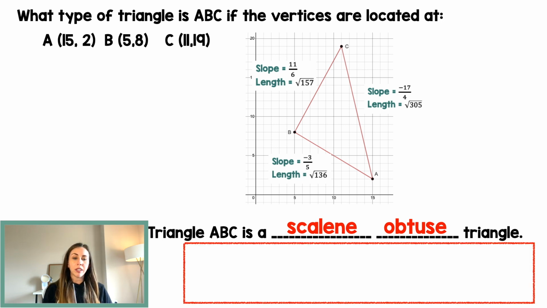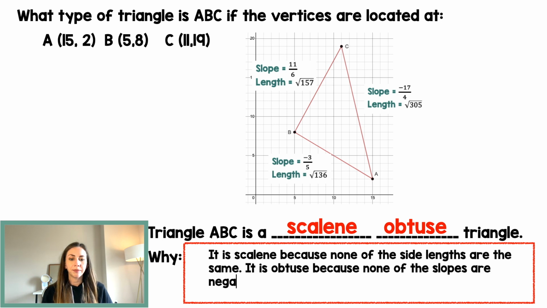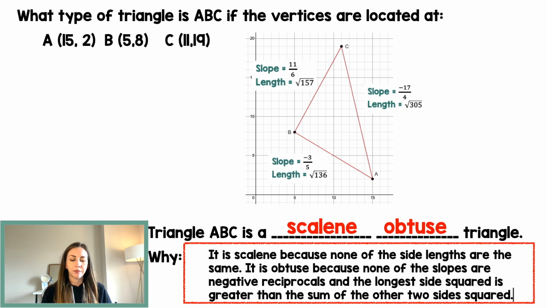A big part of this is justifying it correctly. The justification is just as important as the identification. Here is an example of what your justification could look like. It is scalene because none of the side lengths are the same. That's your justification for the first part.